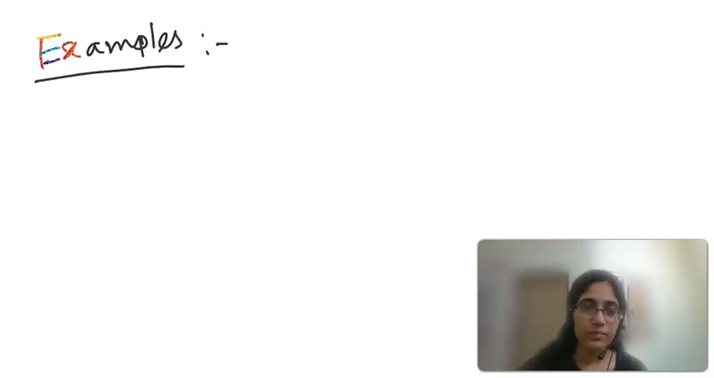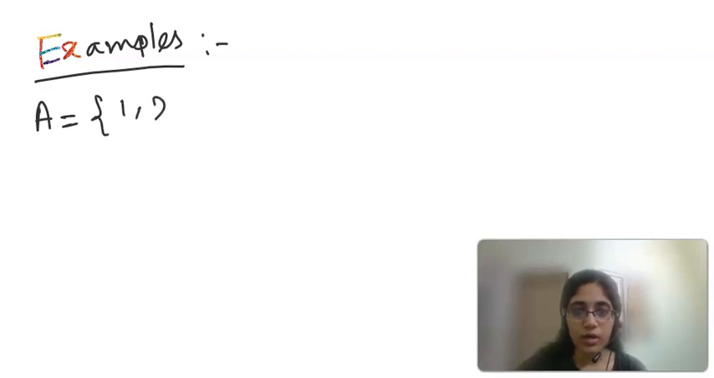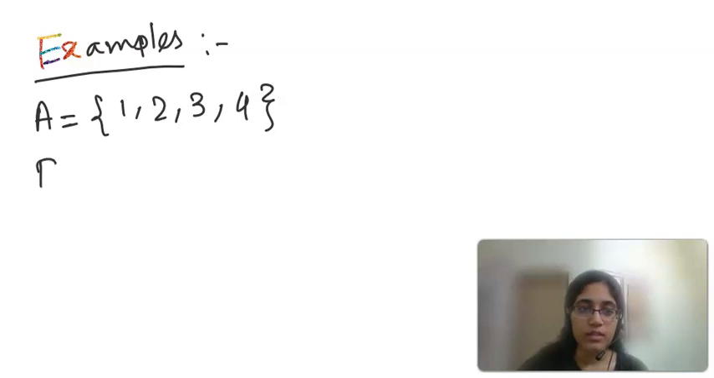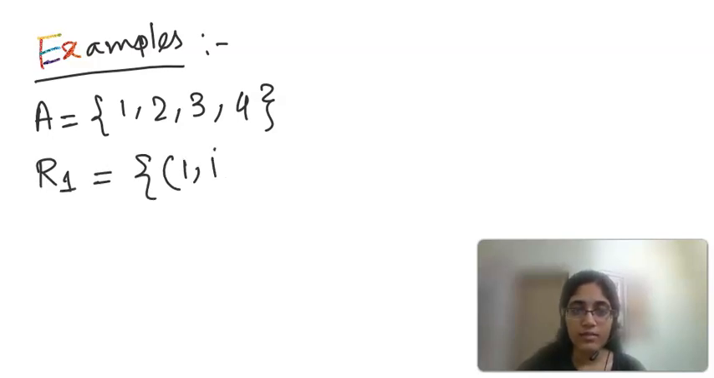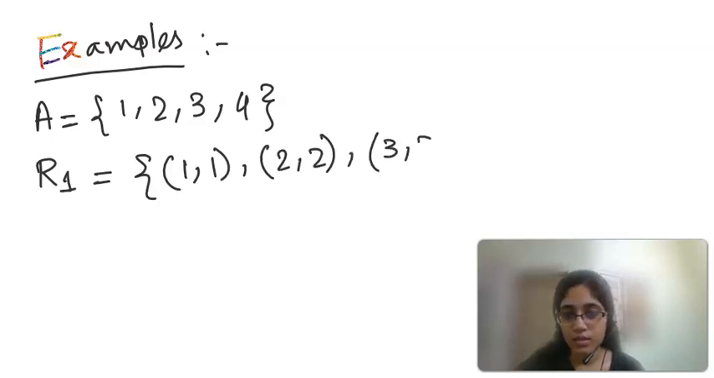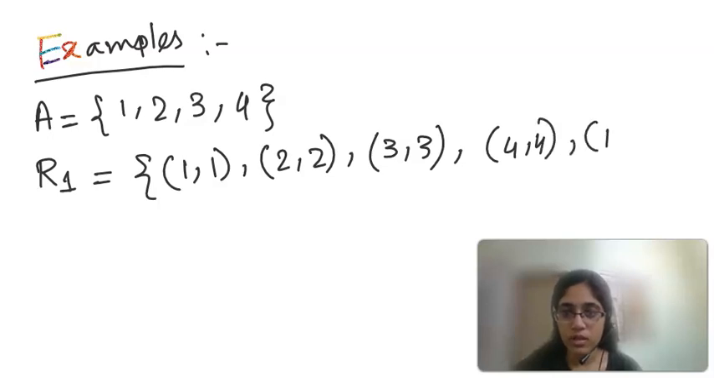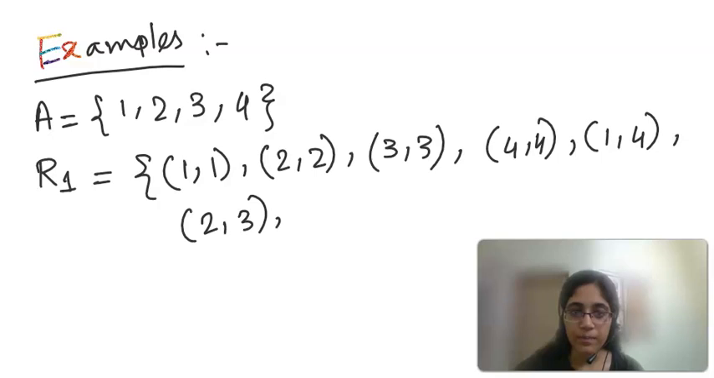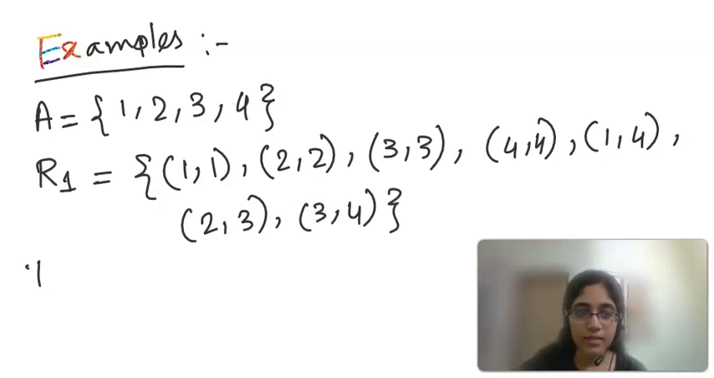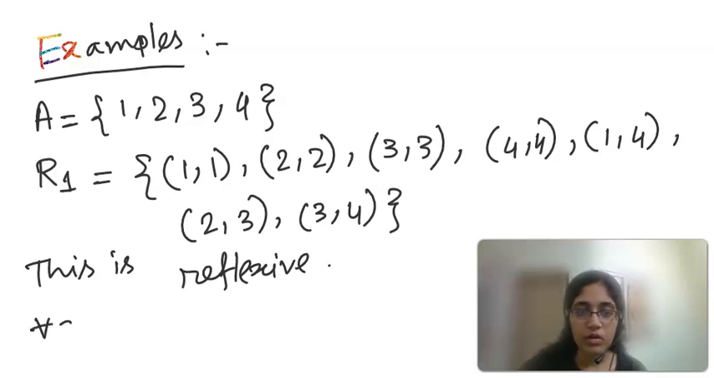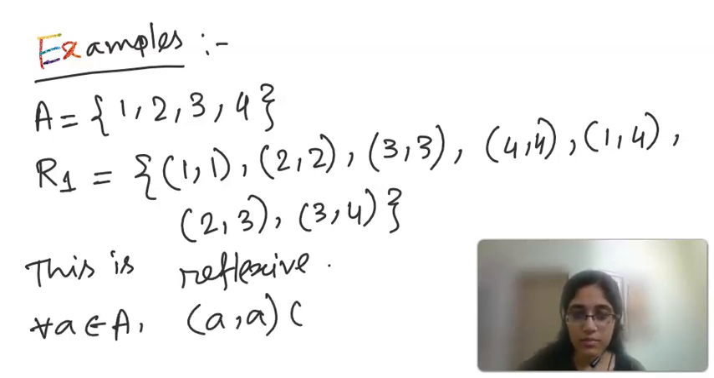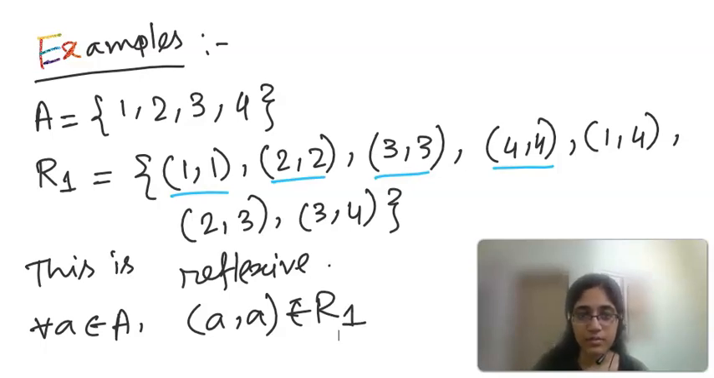Suppose A is equal to {1, 2, 3, 4}. Then the relation R1, that is defined as {(1, 1), (2, 2), (3, 3), (4, 4), (1, 4), (2, 3), (3, 4)}, this is a reflexive relation because for all a belongs to A, (a, a) belongs to R. We can see it clearly that (1, 1), (2, 2), (3, 3), (4, 4), all the terms belong to R1. So R1 is a reflexive relation.